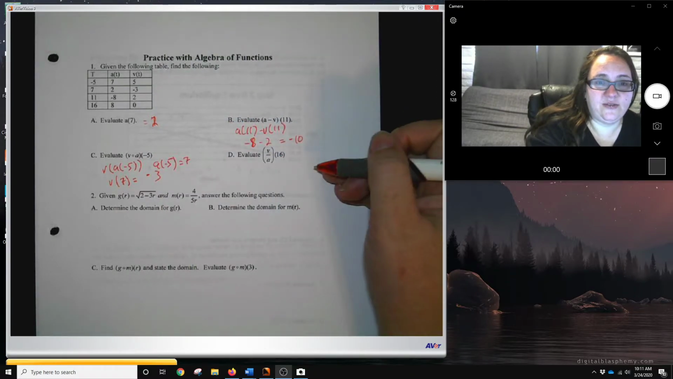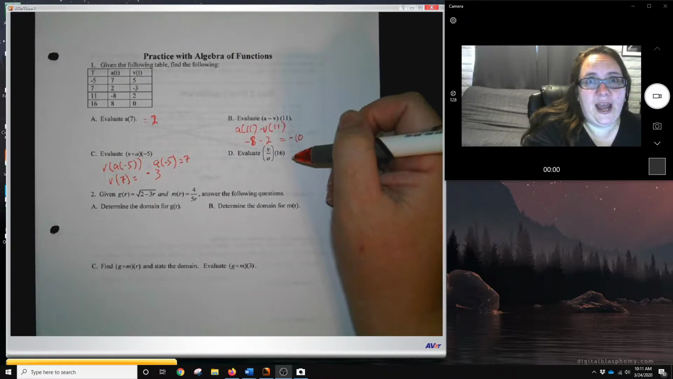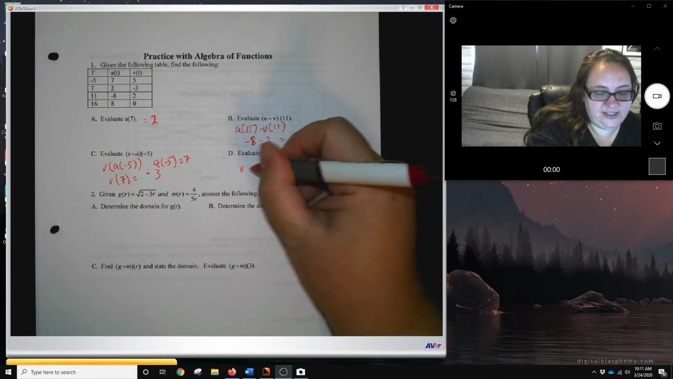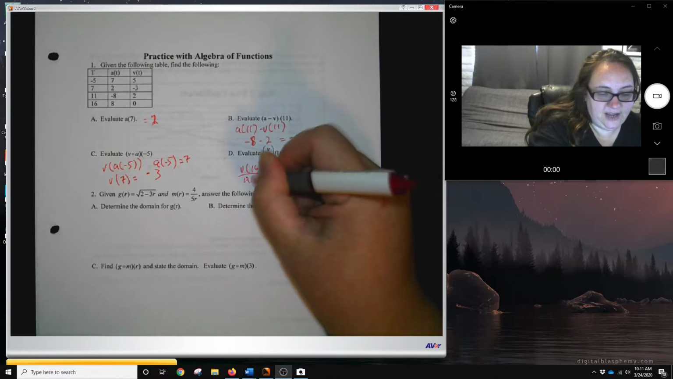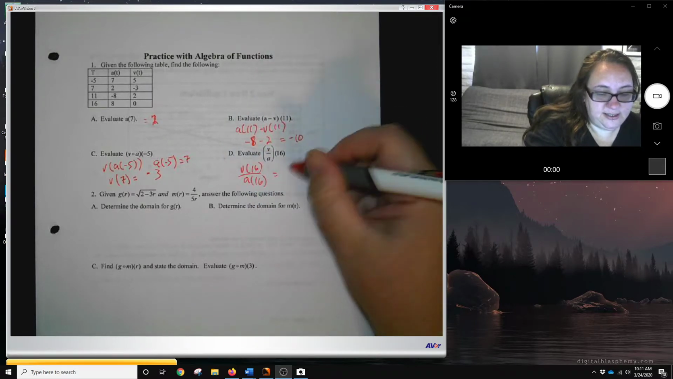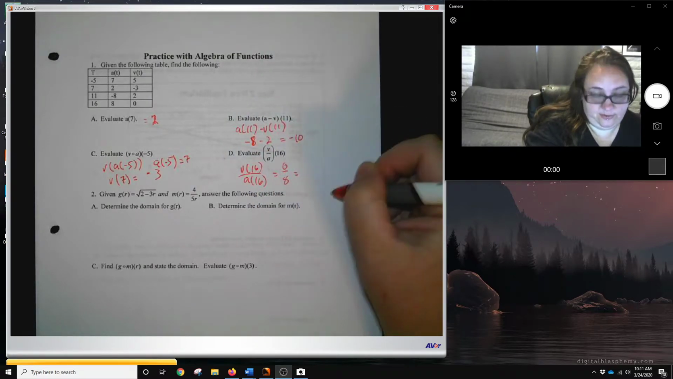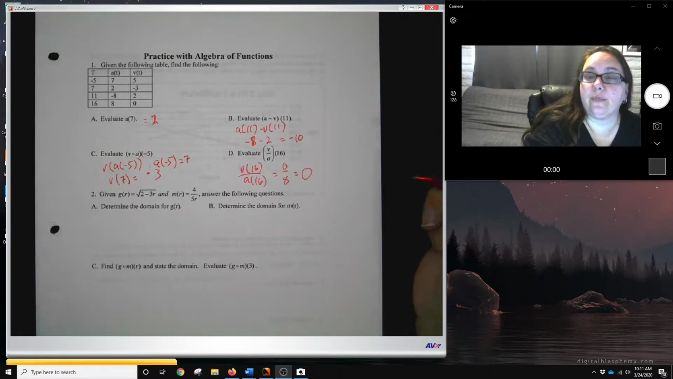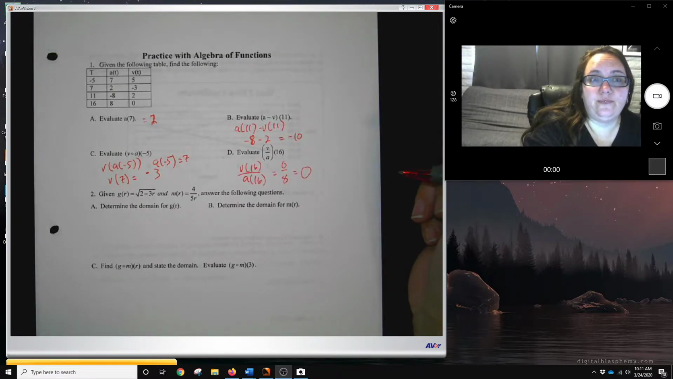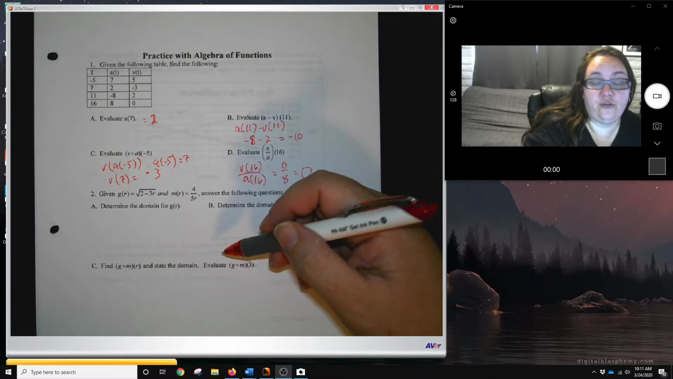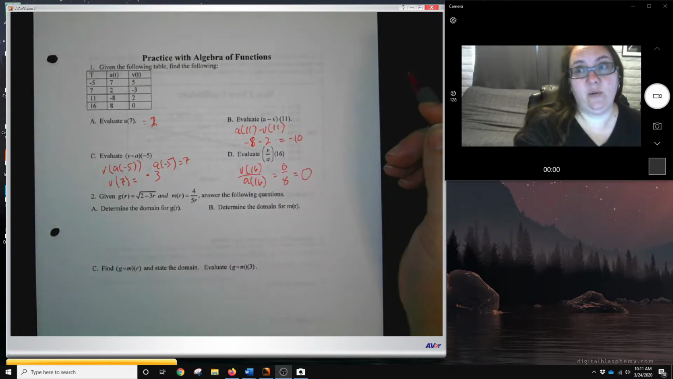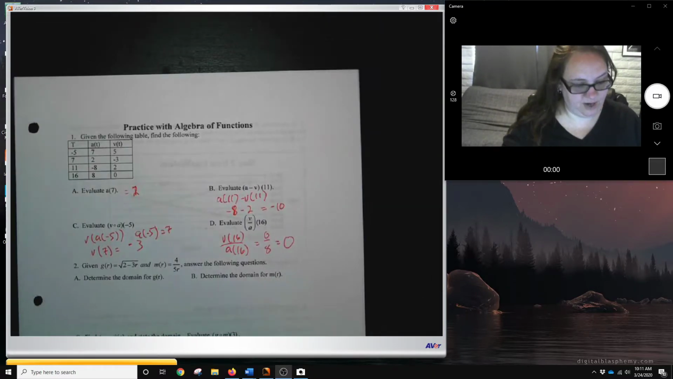And then last but not least for this part, V over A of 16 is the same as V of 16 over A of 16, which is 0 over 8, which is just 0. Number 2 gets a little further than we need in a normal semester and way further than we need in a shortened semester, so we're not going to worry about that one right now.